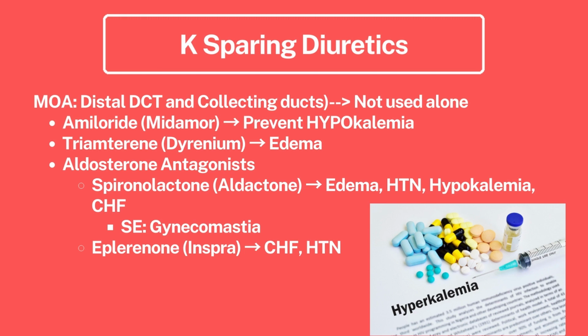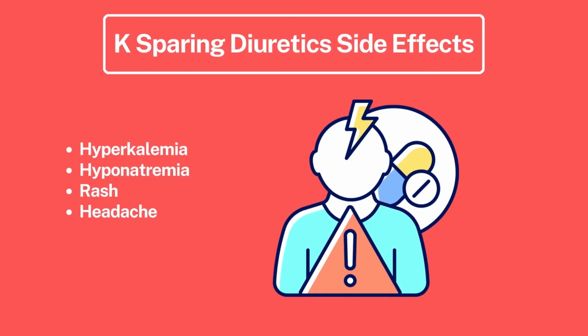So on the NAPLEX, they could give you a patient scenario where a patient comes into the pharmacy saying they started a new medication and they noticed that the male started to grow man boobs. And in this scenario, they could ask you which medication could have been a cause of this. And it would be up to you to know that that is a side effect of spironolactone. So the main side effects of these diuretics include hyperkalemia, which makes sense, hence the name potassium-sparing diuretics, hyponatremia, rash and headache.